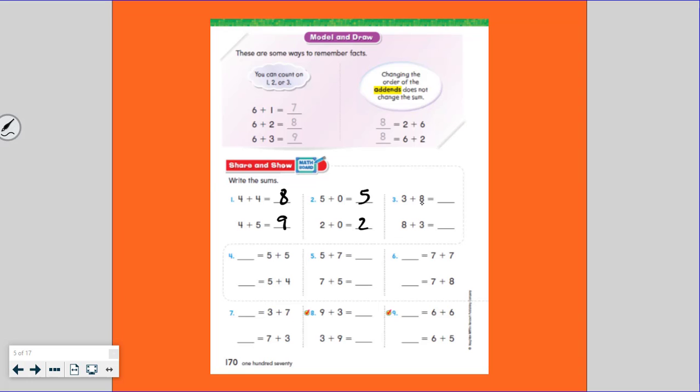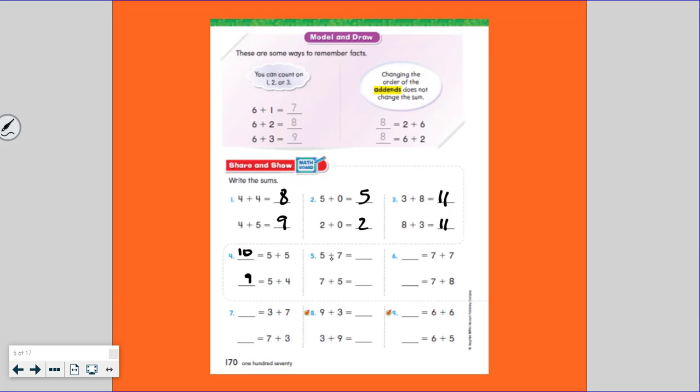This is that count on strategy. So 3 plus 8, I'm going to turn that around in my head. I'm going to think 8 plus 3, and I'm going to count up 3. So 8, 9, 10, 11. So 8 plus 3 equals 11. So guess what? 3 plus 8 also equals 11. Here's the doubles fact strategy again. So doubles plus 1. In this case it would be minus 1 because this addend is 1 less, so that's going to be 9.